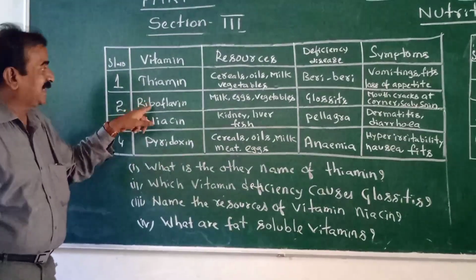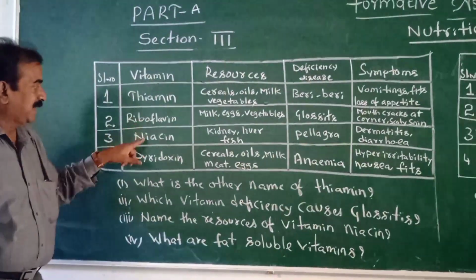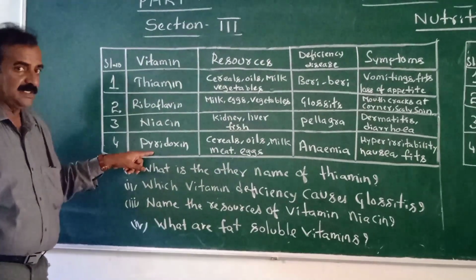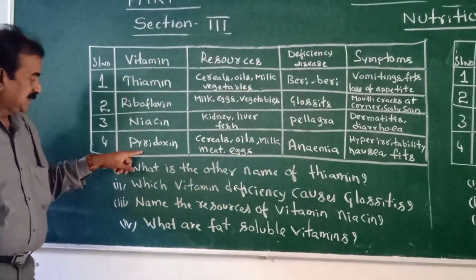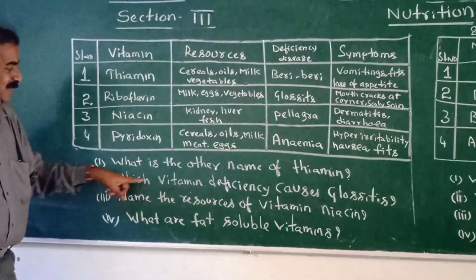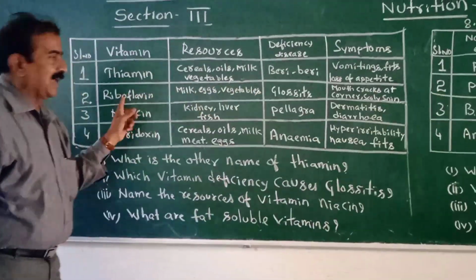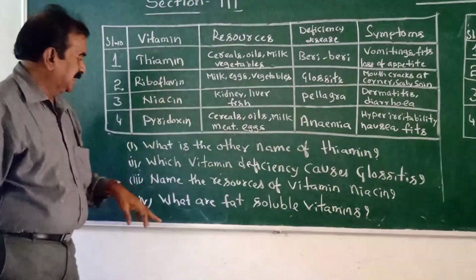And what is the other name for riboflavin? B2. And for niacin? B3. What is the other name for pyridoxine? B6. The second question: which vitamin deficiency causes glossitis disease? Riboflavin. That is the disease.